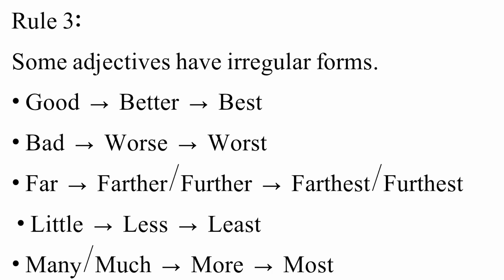Rule 3. Some adjectives have irregular forms. Good, better, best; bad, worse, worst; far, farther, further, farthest, furthest; little, less, least; many, much, more, most.